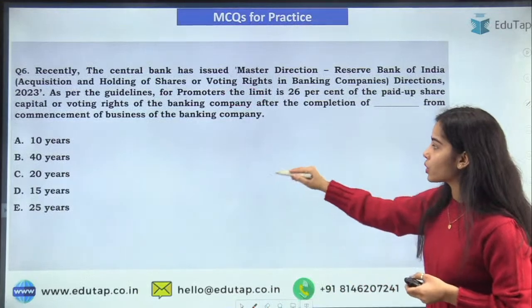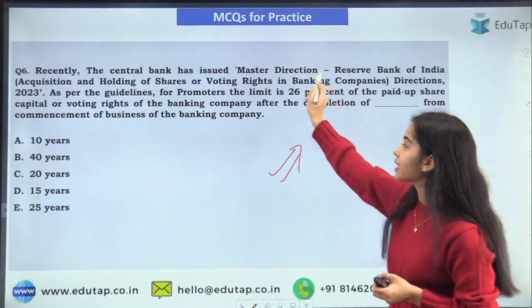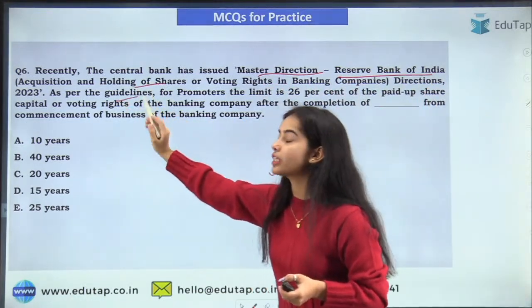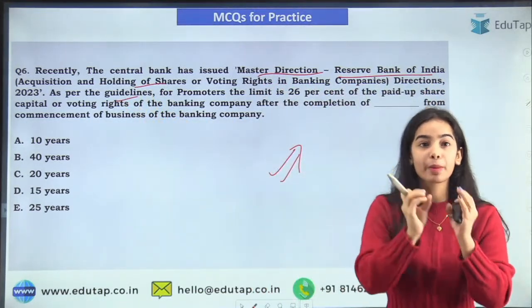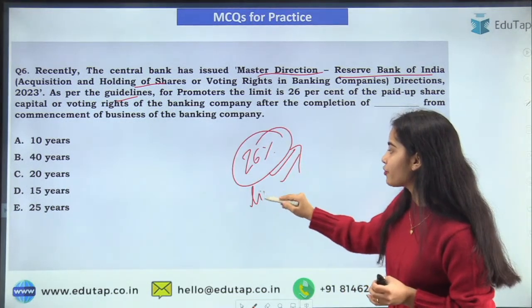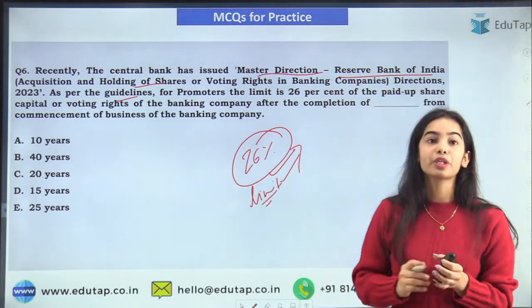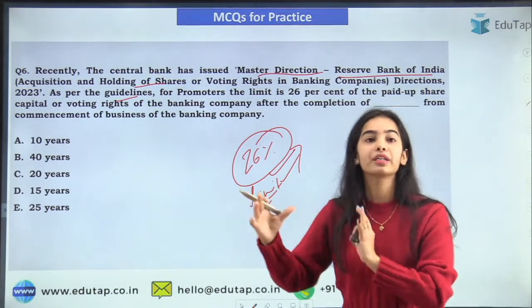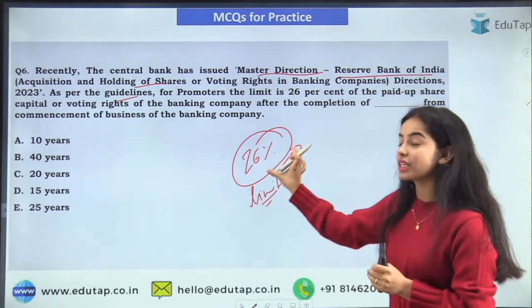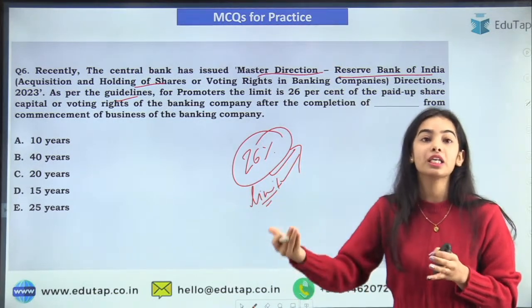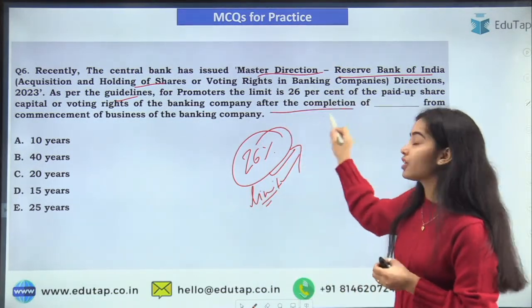Now coming to the other question, and this is also a question regarding the master direction of the Reserve Bank of India on acquisition and holding. Here you have to tell that as per the guidelines, the promoters can only keep 26%. This is the limit for the promoters. Promoters are the real owners, the people who have set up the banking company. The limit for them to hold the shares and voting rights is 26% after how many years? Like, after they have completed what years?